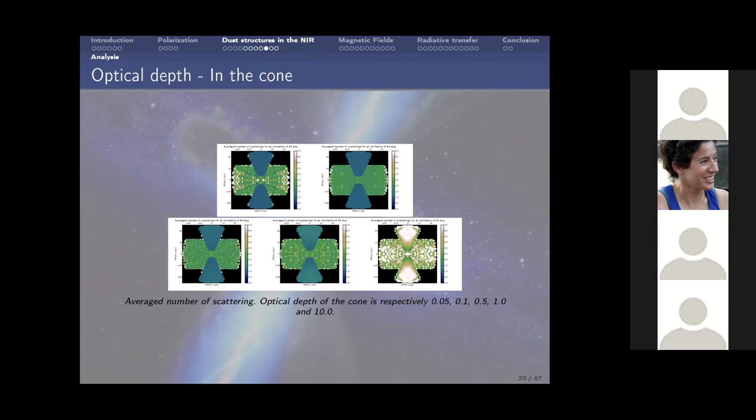Due to that, we are able to have a first rough constraint on the optical depths required for both the ionization cone and the torus, which was pretty compatible with the expectation, but a bit higher. I've not stated it here, but it's around 150 to 200 in optical depth in the visible, which is a bit higher than what we were expecting.